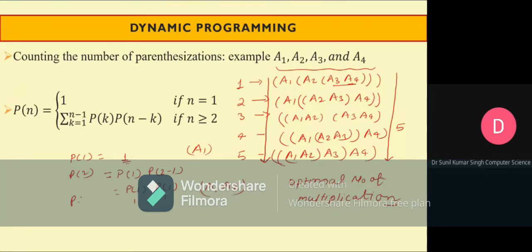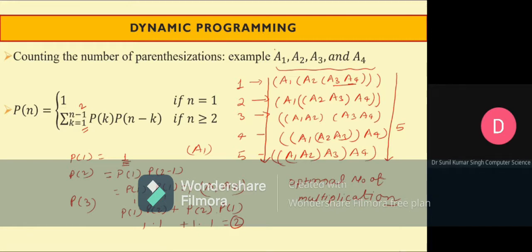Now what about P of 3? K will start from 1 and go up to 2. So when K is equal to 1, it is going to be P of 1 times P of 3 minus 1, that is P of 2, and then for K equal to 2, P of 2 into P of 1. You know the value of P of 1 is 1, P of 2 is 1. So 1 into 1 plus 1 into 1, that is going to be 2.